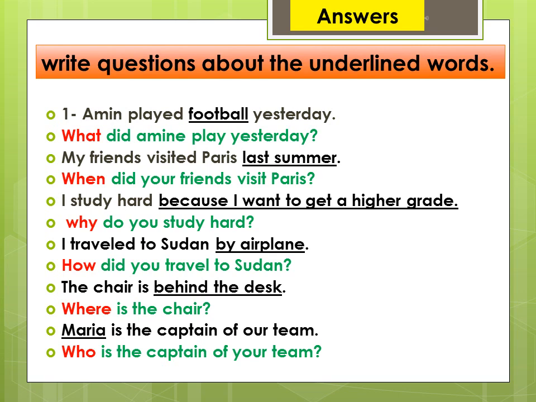The chair is behind the desk. Here, ظرف مكان. Behind the desk, نريد أن نسأل على مكان الكرسي. So where is the chair? هنا ما غنزيدش فعل مساعد do لأن عندي الverb to be is. Okay, so where is the chair?